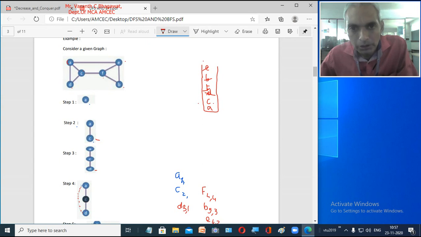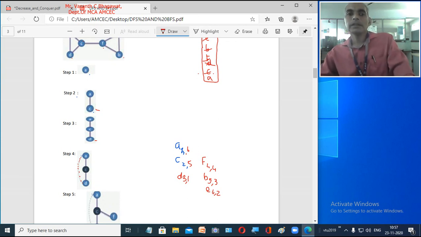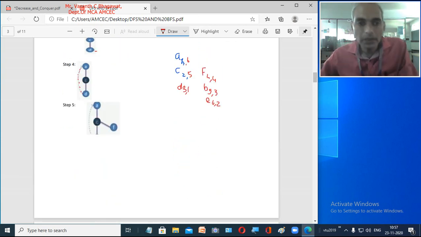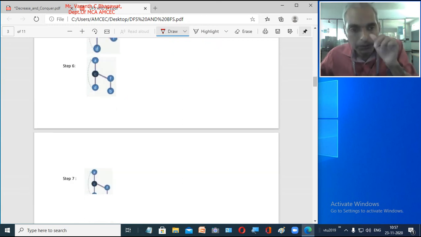Now you remove C from your list, or stack, sorry. So C is the fifth element which you are going to remove from the stack. So this becomes 2, 5. Now the last element will be A. So finally A, you are going to remove that A. So A is the sixth element which you are going to pop from your stack. Right?